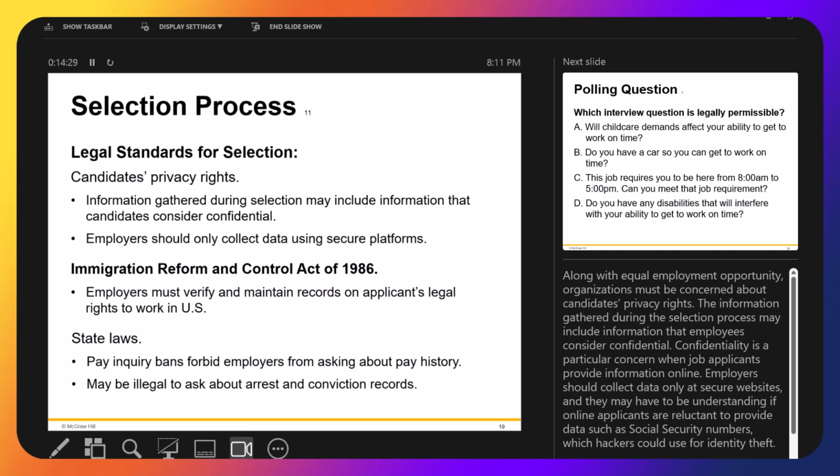Immigration Reform and Control Act of 1986. Employers must verify and maintain records on applicants' legal rights to work. So you've got to look at this and determine: are you hiring people who can legally work? State laws, pay inquiry bans, forbid employers from asking about pay history. It may be illegal to ask about arrest or conviction records, depending upon the situation.